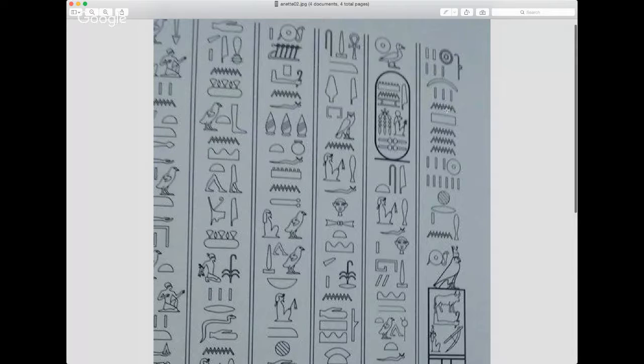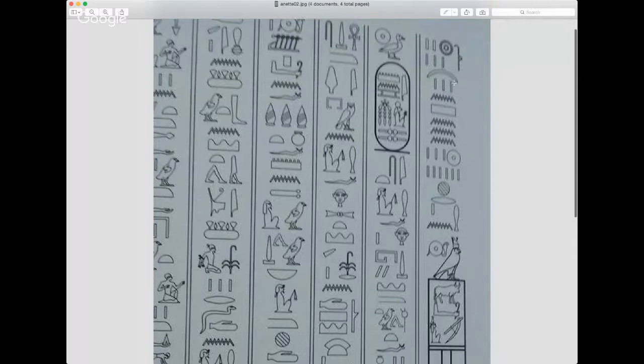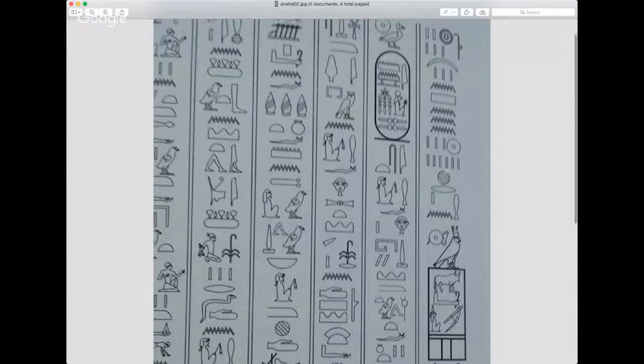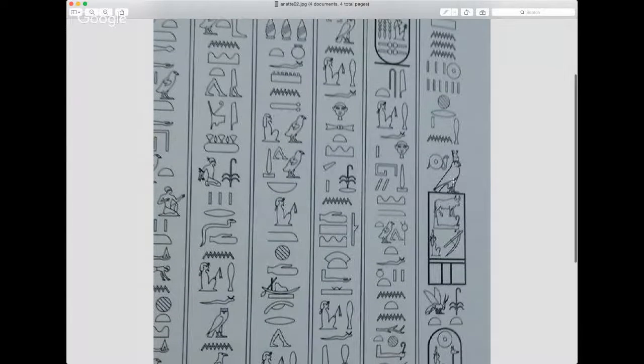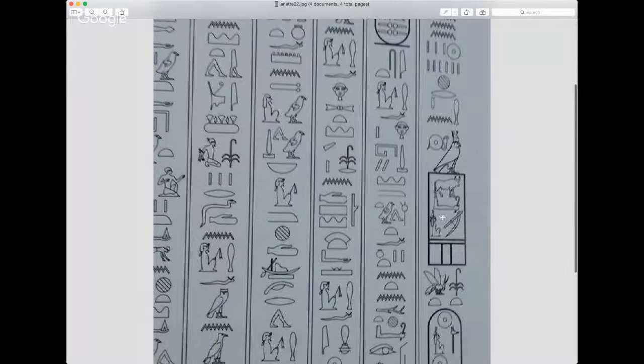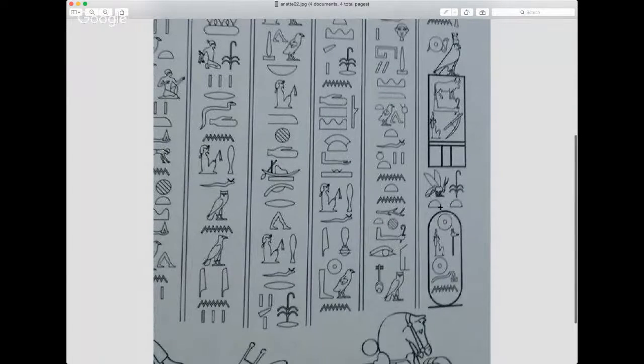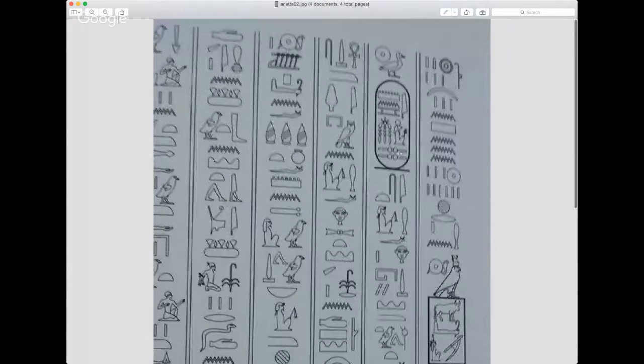So let's make sense of what we have so far, and come away with a more fluid translation. All right, so we have the regnal year 5, third month of the season of harvest, day 9, under the majesty of the Horus Kanakht Miri Ma'at, Nisut-biti Wasermaatre Setepenre, Son of Ra Ramesses Miamun.